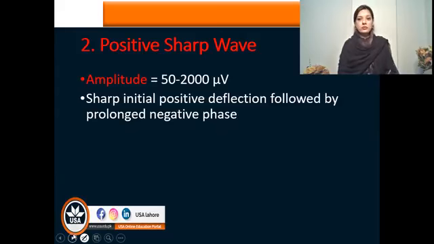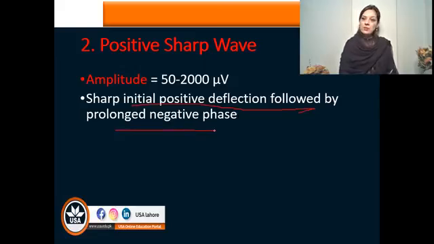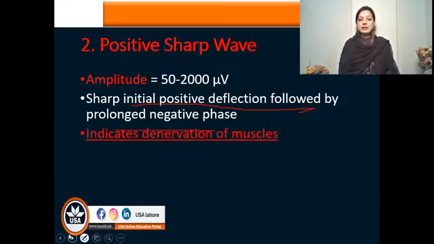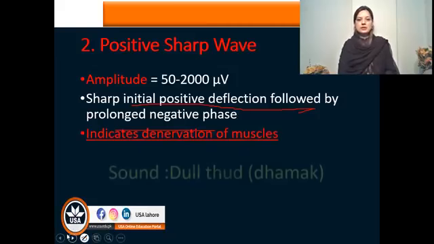It shows a sharp initial positive deflection followed by a prolonged negative phase, while the normal muscle behaves in a different way: we see a sharp negative deflection that comes back towards baseline, whereas here there is a positive deflection and then a prolonged negative phase. This also indicates denervation of muscle.